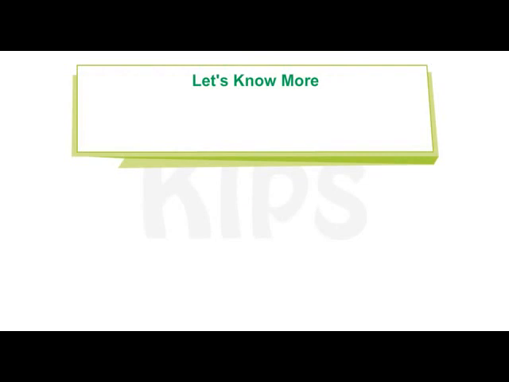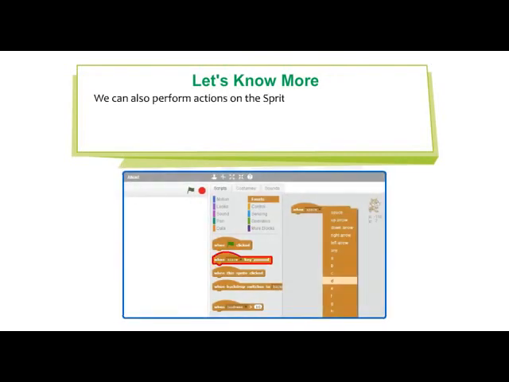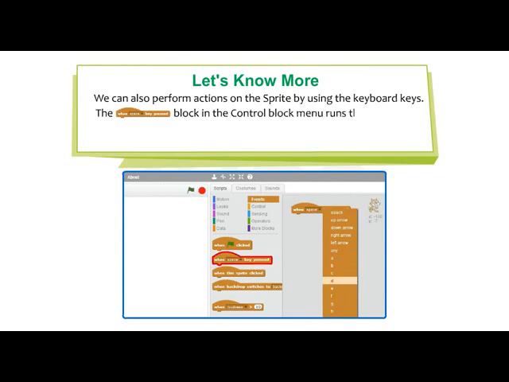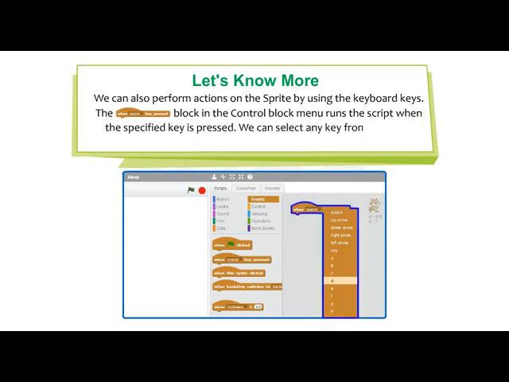Another fact to note is that we can also perform actions on the sprite by using the keyboard keys. The key pressed block in the Control Block menu runs the script when the specified key is pressed. We can select any key from the drop-down list of the block.